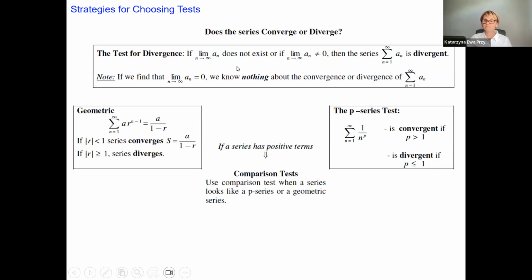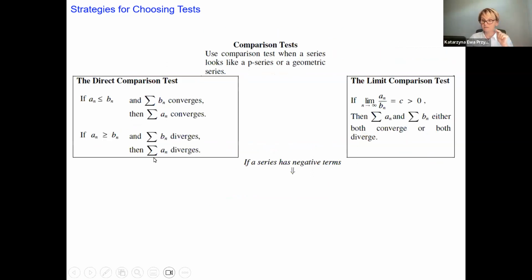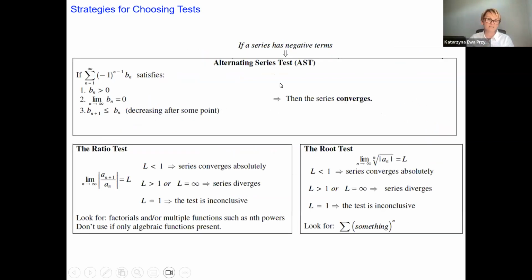One more time: test for divergence, we always have to check this. Geometric series. P-series test, which we know is based on the integral test. And then we have the tests that we can only use if the terms are positive: comparison, limit comparison, and the integral test. Then for alternating terms, the alternating series test, and the ratio and the root tests. Really quickly, if you still didn't watch, I can just tell you the test.